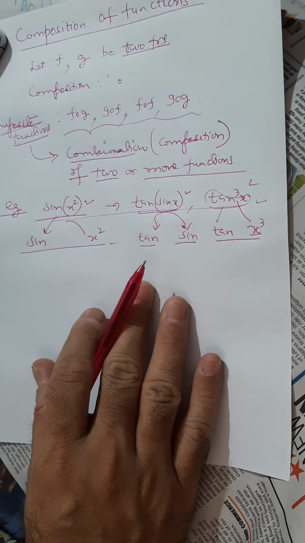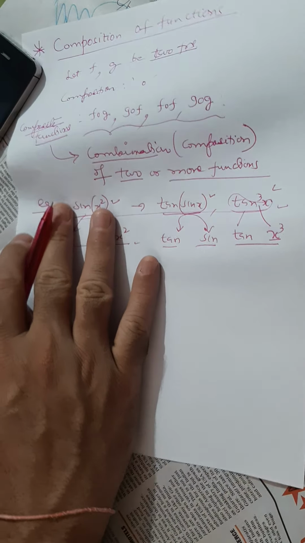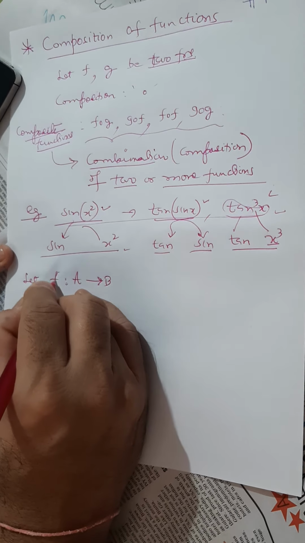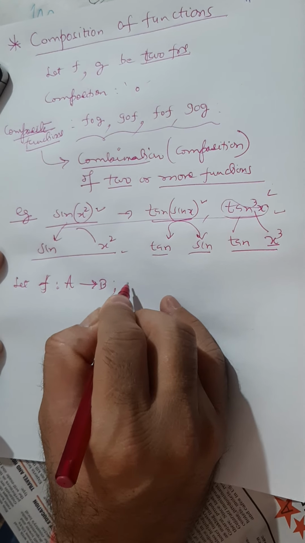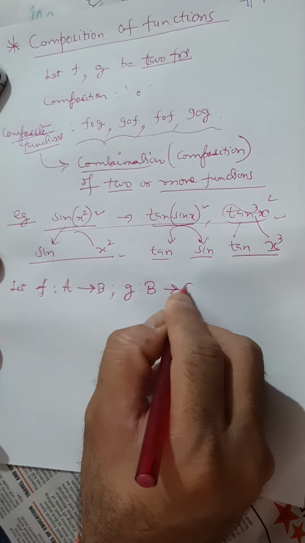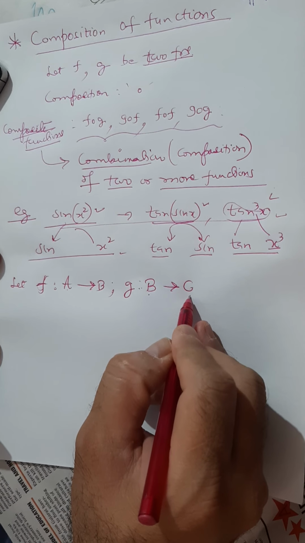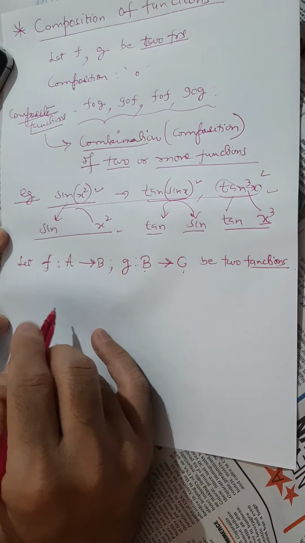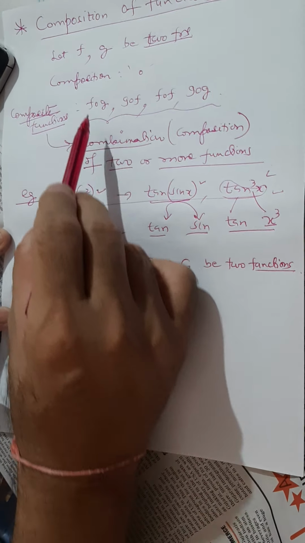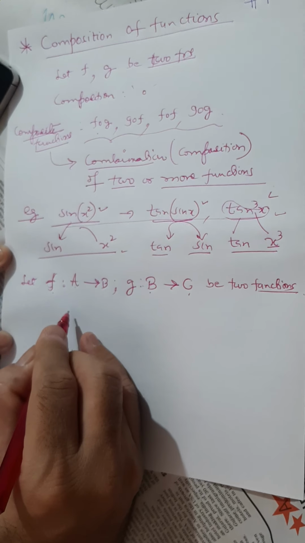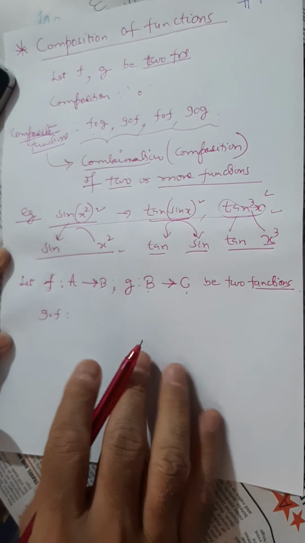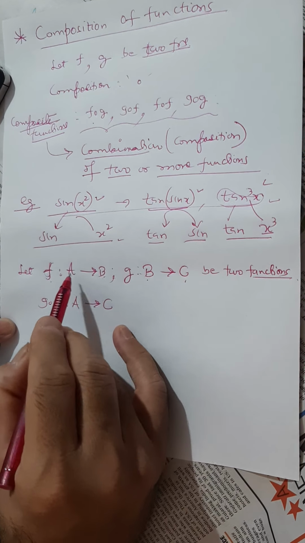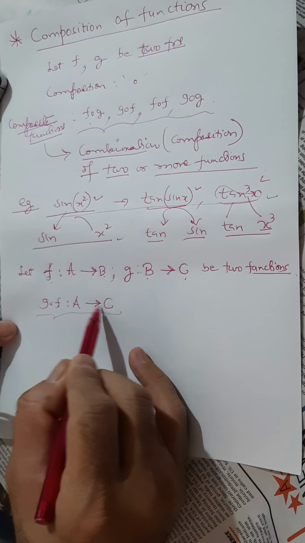Now let's see precisely how to define this. I'll take two functions like this. Let f be a function from A to B, where A is domain and B is codomain. You have another function g from B to C, where B is domain and C is codomain. Now, with the help of these two, we define the composite function, that is g o f. Here this B is common, so it will be from A to C. We'll come to know why it is from A to C.